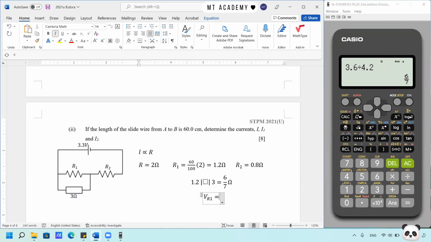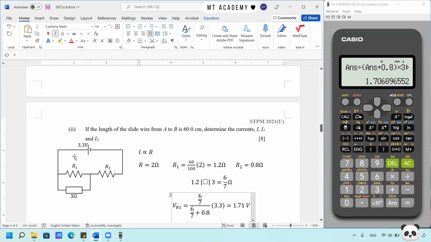is equal to the resistance, which is 6/7, divided by the total resistance, 6/7 plus the resistance of R2, which is 0.8, multiplied by the total voltage 3.3 volts. So what we have is 6/7 divided by 6/7 plus 0.8, and then multiply by 3.3, and you will obtain 1.71 volts. So that is the voltage across the table lamp and also the voltage across the R1.